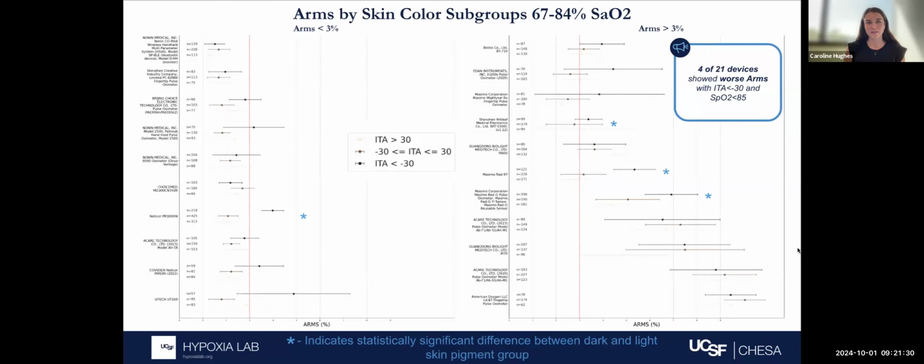Here we look at the lower oxygen saturation range in ARMS. Again, for many devices, we see that the ARMS is higher for subjects in that darker skin pigmentation range. And for 4 of the 21 devices, we saw that difference between the darker and lighter groups to be statistically significant of higher ARMS.